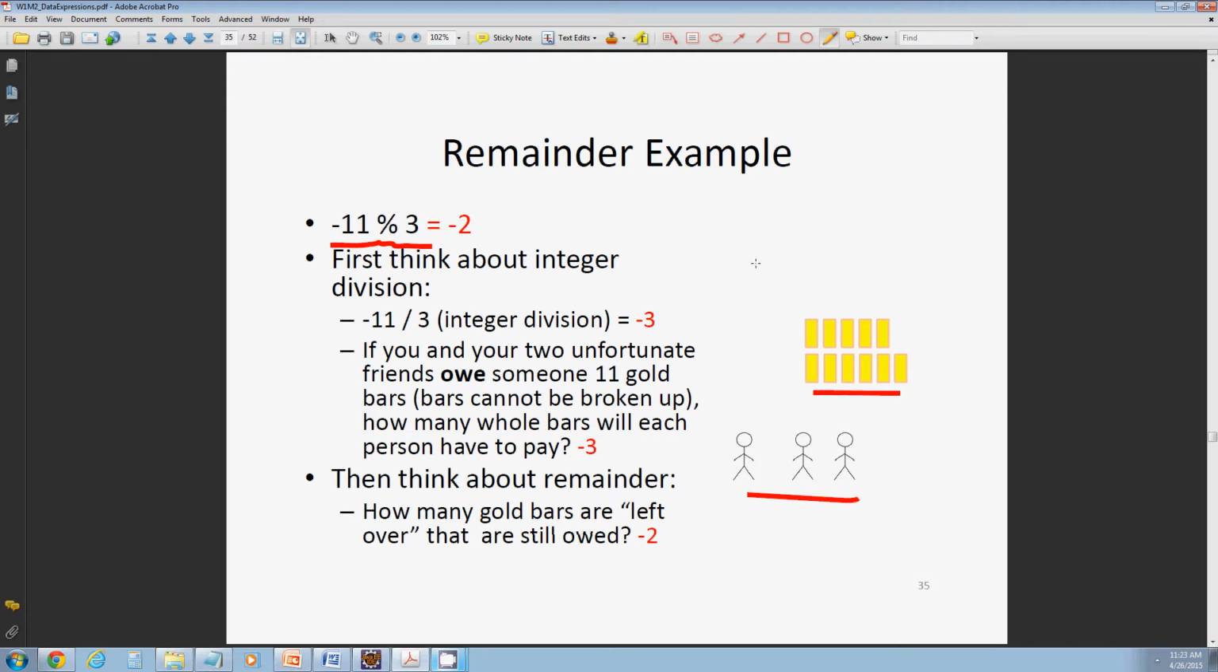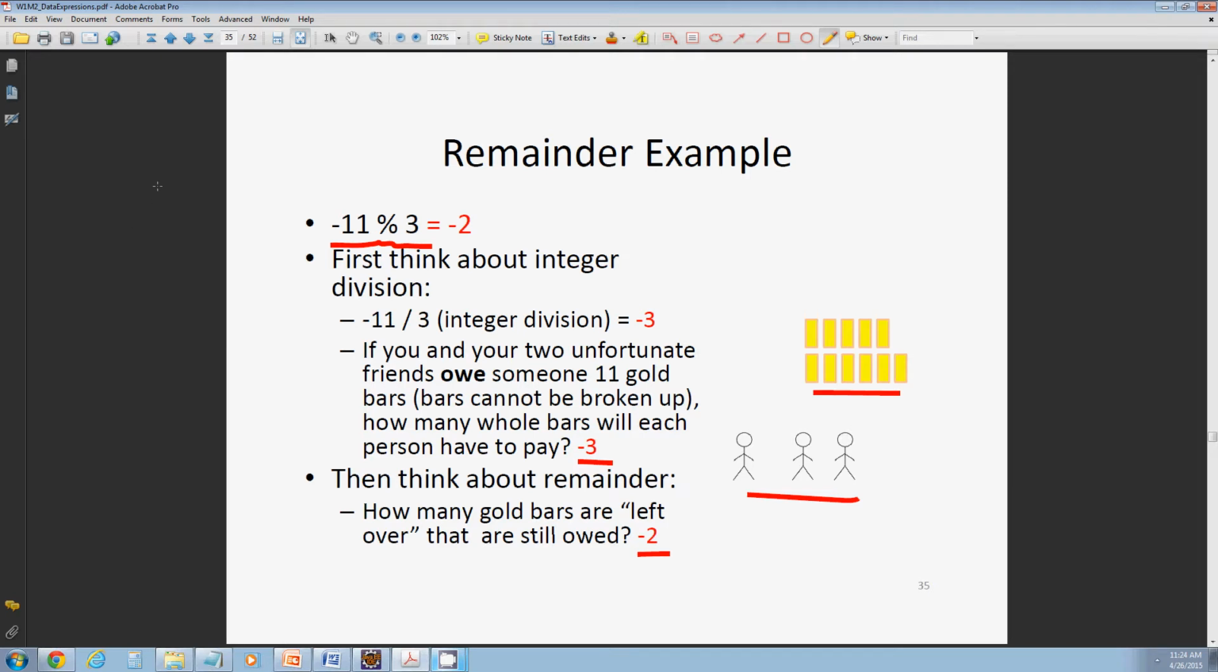Now, if you're going to pay that person back evenly, how many gold bars are each one of you going to pay? Well, if you each pay back 3 gold bars, that's fair, right? So that would be each of you owing 3. And then how many gold bars are still left over that you have to pay your friend, your debtor? That would be 2 more. So the answer to negative 11 divided by 3 using integer division is negative 3. And the answer to negative 11 modulus 3 is negative 2. So you can use this gold bars people example to think about integer division and to think about modulus, and you can do that if the operands are positive or negative.